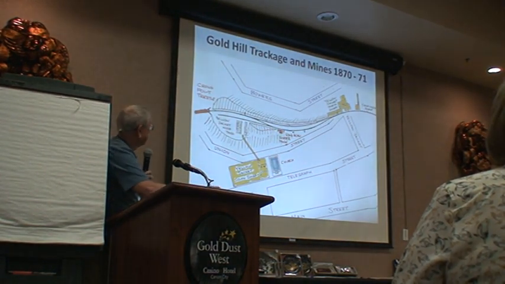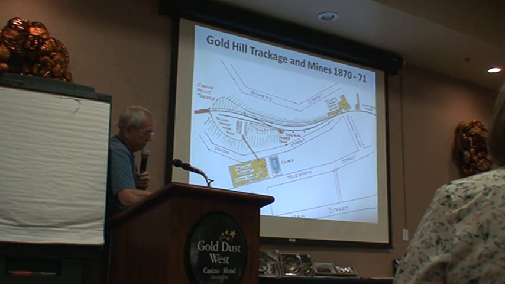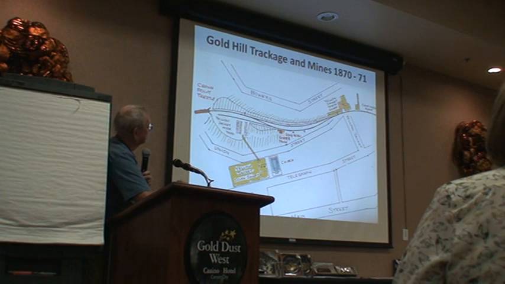Here's a map I made in 1991. Here's the Yellow Jacket South Shaft. That was the one that produced mainly after the railroad was built. The North Shaft up here was the big producer during the 1860s. It was full of low-grade ore.